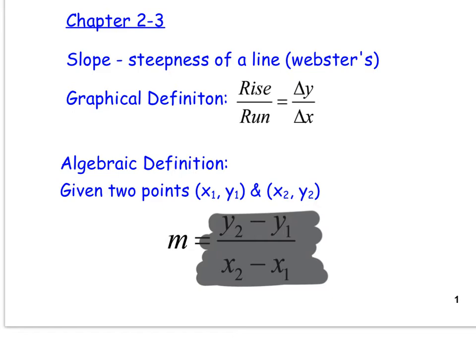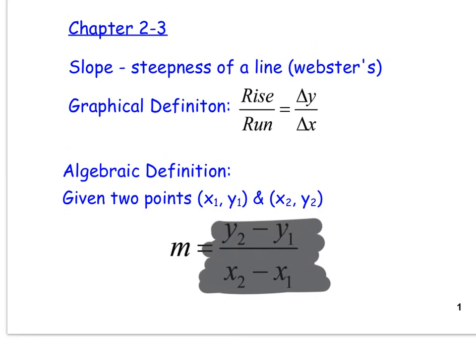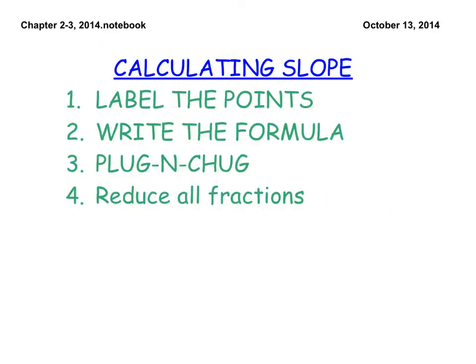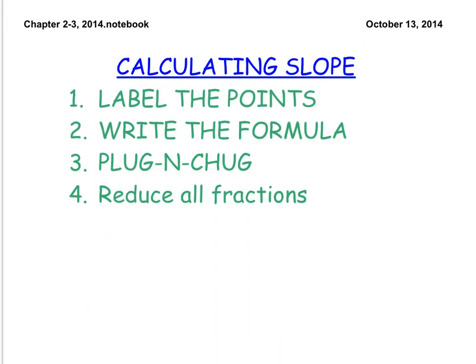And I'm going to be talking about Webster's. Then I'm going to be talking about the graphical, and then I'll be again talking about the algebraic definition. Now, how do we calculate slope? The way we calculate slope is by first labeling the points, and then you're going to write the formula down. You're going to plug and chug, and then you're going to reduce all fractions.